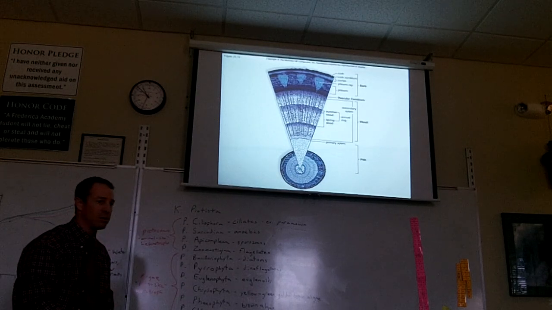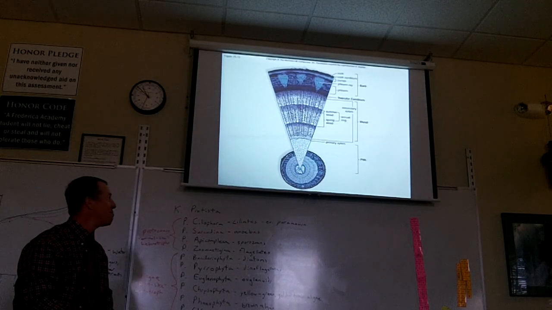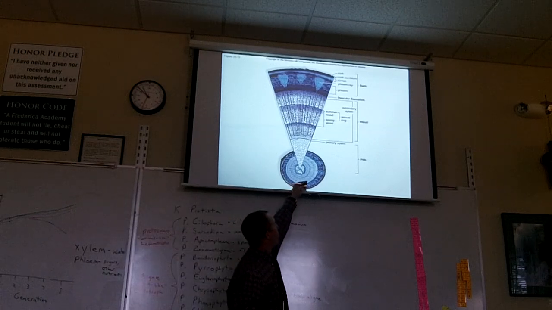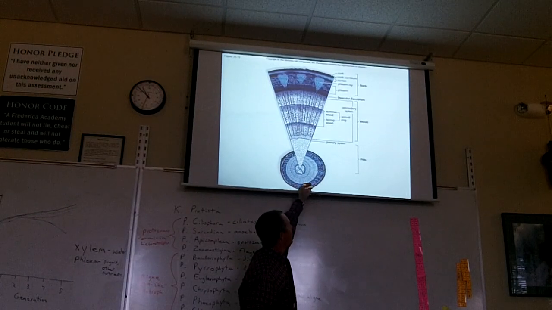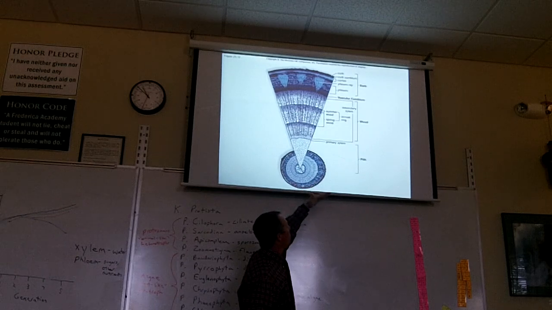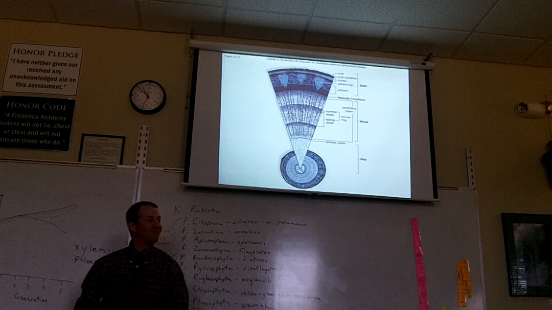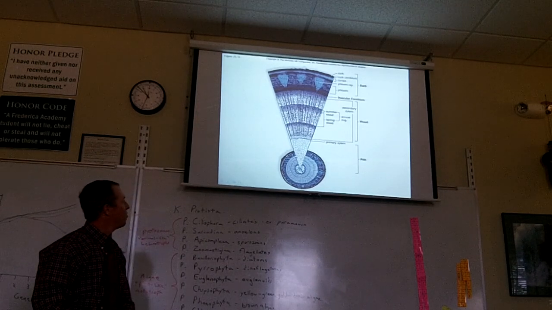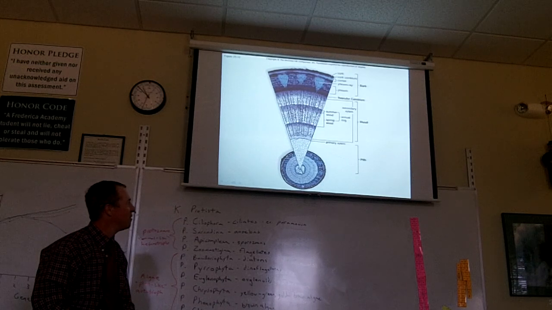Yes, question? So it just keeps all that dead stuff? It keeps all the dead stuff here. Now the bark will fall off, so the phloem falls off each year. So the phloem doesn't form lines. Only the xylem forms the rings of a tree. What's the middle part? It's called pith. It's some storage cells that are in the very middle.